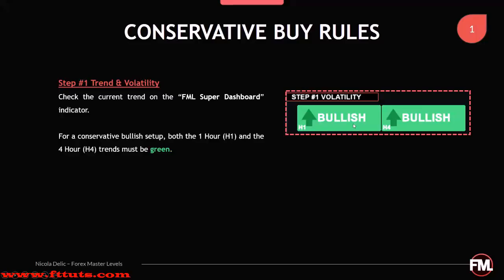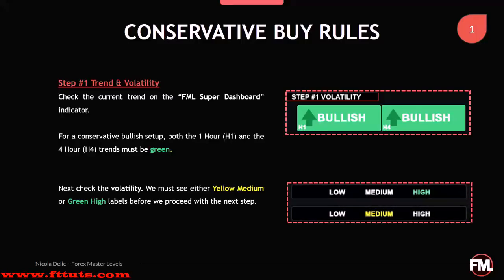You will see something similar to this. So the 1 hour trend is pointing to the upside and says bullish, and the 4 hour the same. And only if that's true, we want to look for the conservative buy trade.